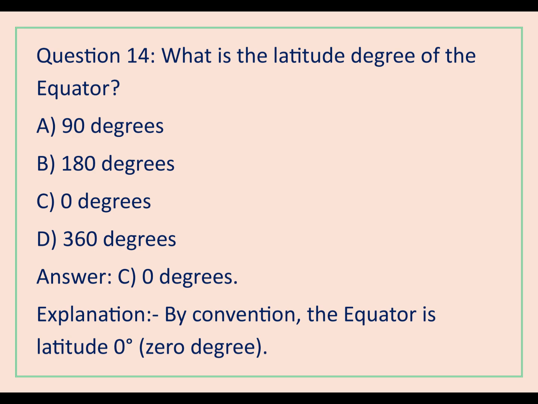Question 14. What is the latitude degree of the equator? A. 90 degrees. B. 180 degrees. C. 0 degrees. D. 360 degrees. Answer. C. 0 degrees. Explanation. By convention, the equator is latitude 0 degrees.